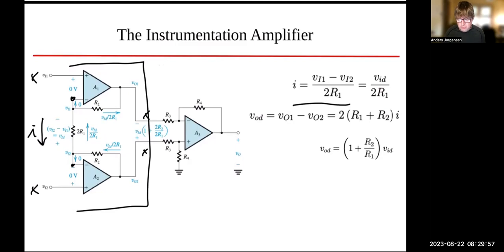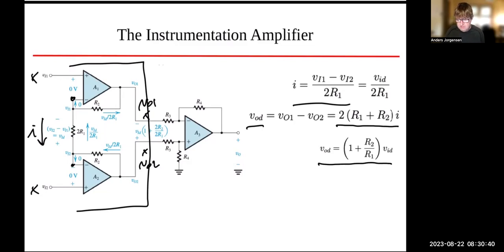Now, what about the output difference voltage? So I have VO1 here and VO2 here on the bottom. That difference is going to be equal to that same current I, but that current is going to be flowing in through resistors R1 and R2 on both sides. So that means that VOD, the difference in voltage between those 2 output pins, is going to be equal to 2 times R1 plus R2 multiplied by that current I, or if I put it all together, it's going to look like this, okay?